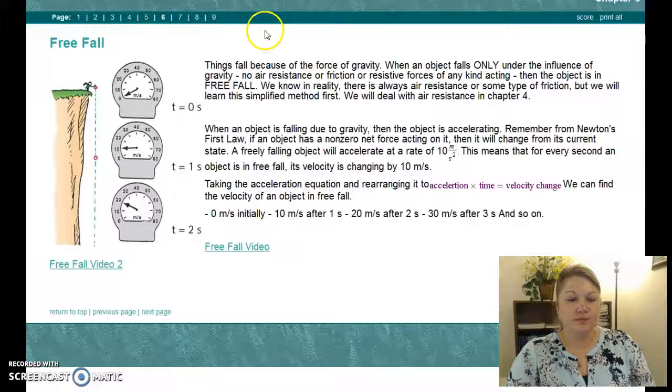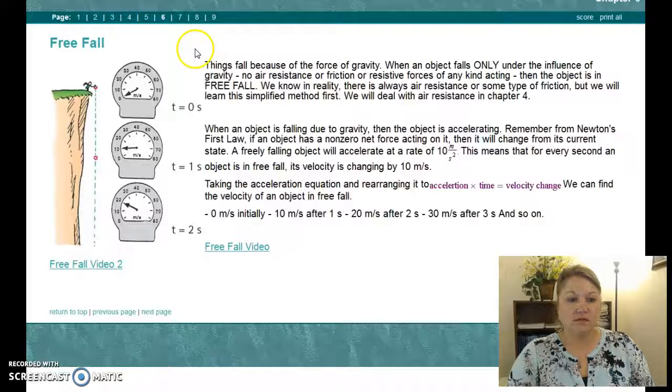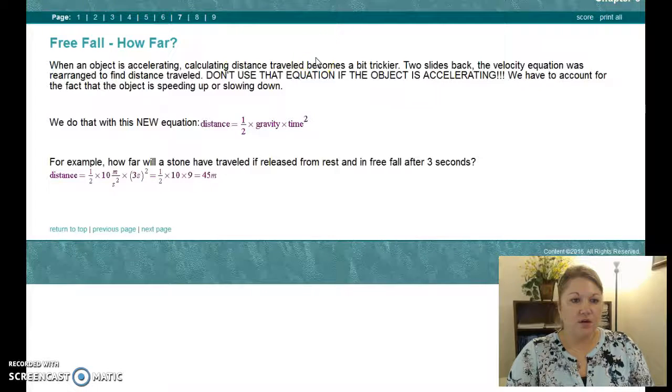Free fall. Right. Free fall is pretty cool. It's when the only thing affecting a falling object is gravity. We're going to ignore air resistance for this point in time. And it's pretty cool because we can determine how fast it's going, how far it dropped, all because that acceleration due to gravity is constant. Alright, pretty cool to investigate that. We've got a couple of slides talking to you about free fall.